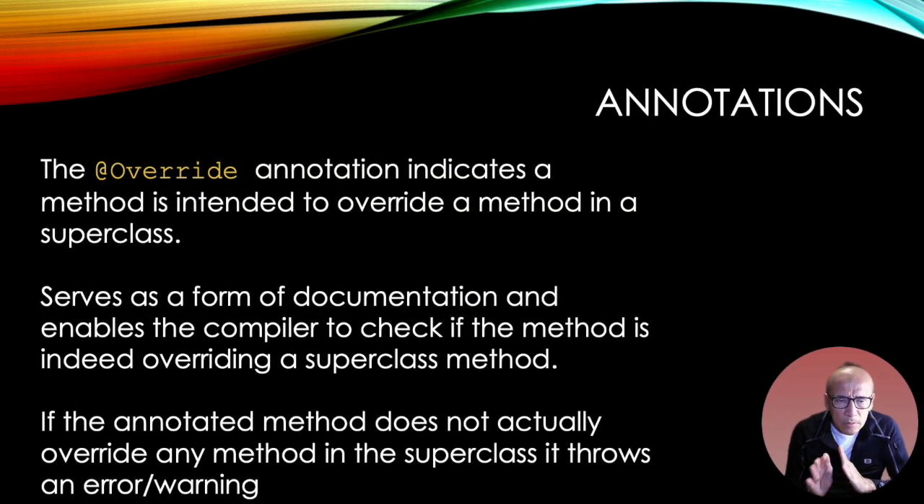All right, we're going to shift a little bit. Okay, we're going to talk about what I think are some important annotations. The override annotation indicates a method is intended to be overridden. Okay, it serves as a form of documentation and lets the compiler let you know that this has been properly overridden. Okay, so whether it's an interface or inheritance, if the annotated method does not actually override a method, it throws an error or warning. You're going to see that in your compiler. Super important not to ignore your warnings.